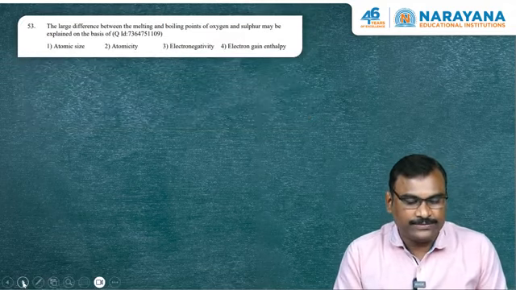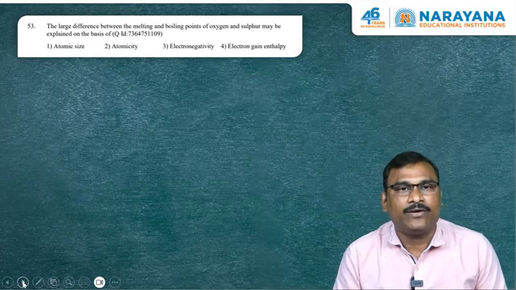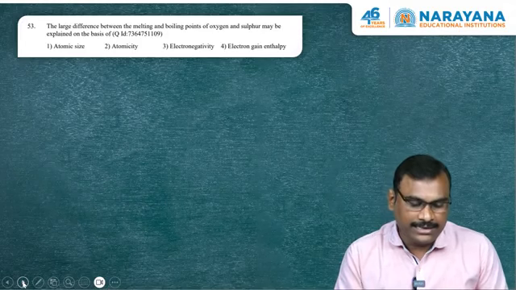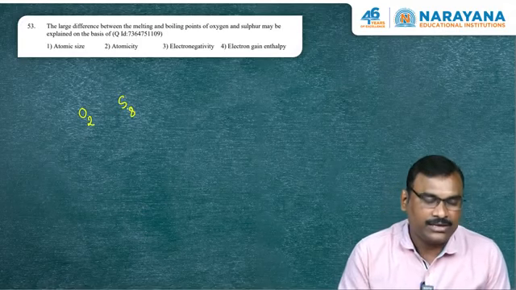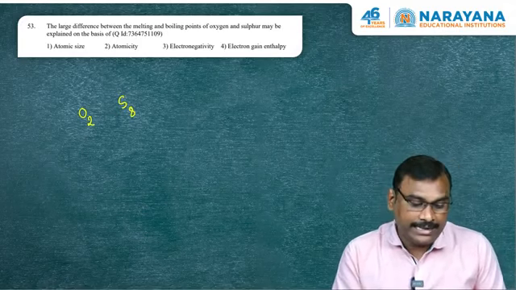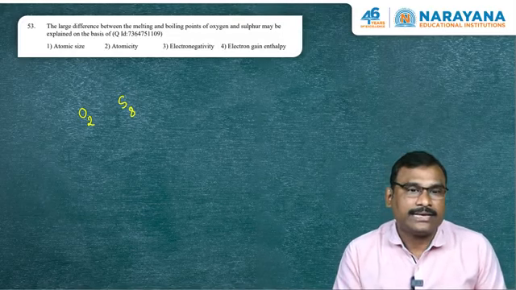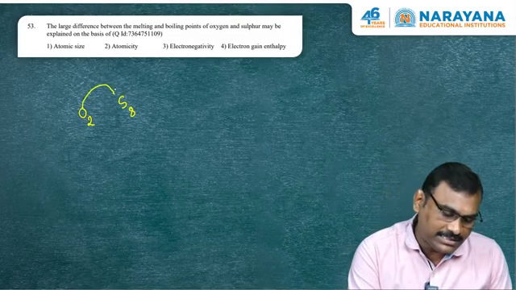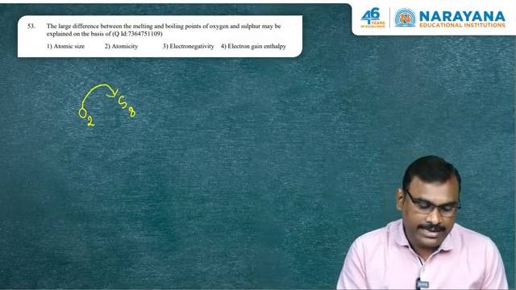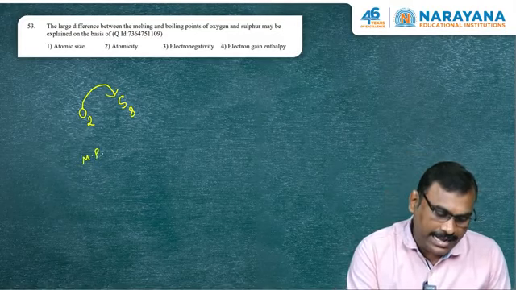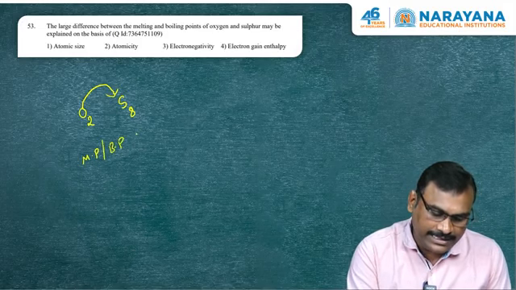The large difference between the melting and boiling point of oxygen and sulfur may be explained on the basis of. Generally, oxygen as O2 is present and sulfur is present as S8. That is, oxygen is diatomic, sulfur is octatomic. There is a large difference between oxygen and sulfur in their melting and boiling points. Actually, these melting points and boiling points generally depend upon intermolecular force.